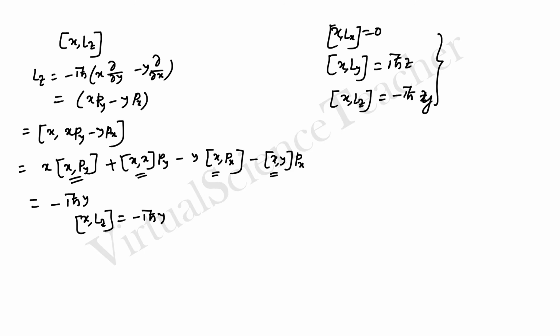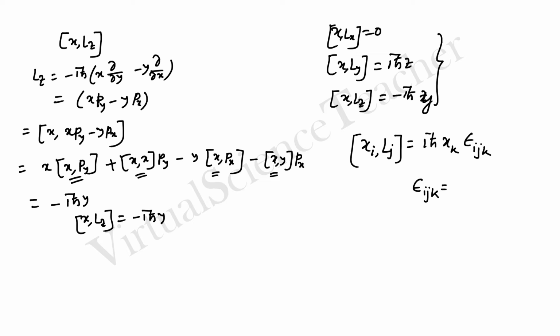So from this equation we can generalize that [x_i, l_j] equals iħ ε_ijk x_k, where this epsilon ijk is called the Levi-Civita symbol.